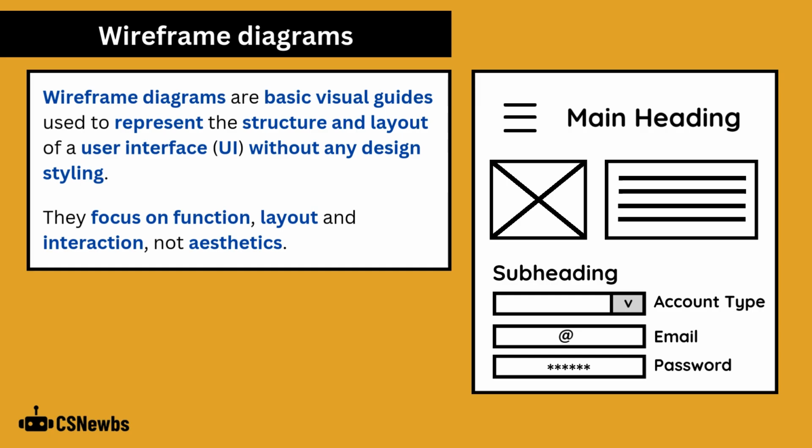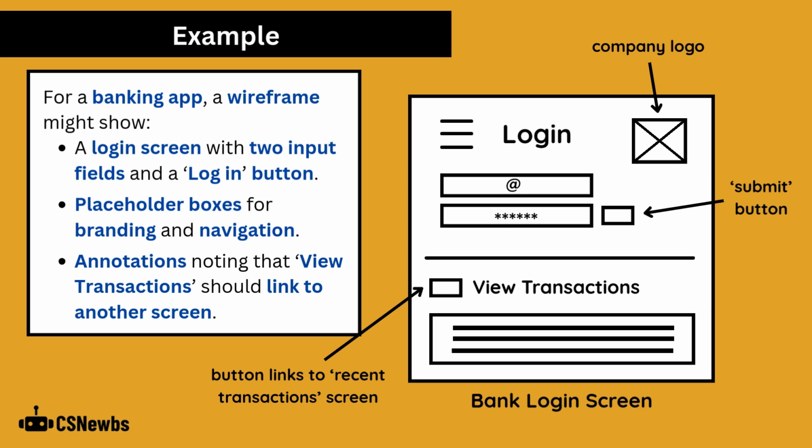Wireframe diagrams are basic visual guides used to represent the structure and layout of a user interface without any design styling. They focus on function, layout, and interaction, and not aesthetics. For example, a wireframe diagram for a banking app may show a login screen with 2 input fields and a login button, placeholder boxes for branding and navigation, and annotations noting that view transactions should link to another screen.